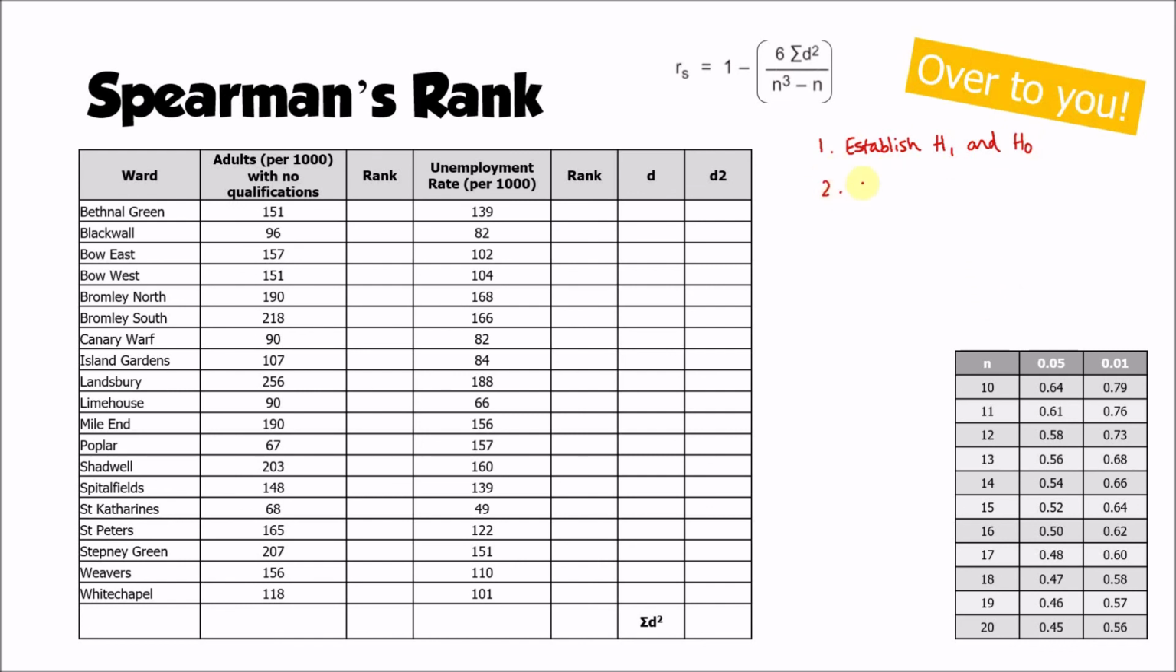You're then going to need to calculate the result, which will involve filling in all of the data in the table and then taking this number and putting it into the equation here. And then you're going to need to do that significance testing and check the confidence level of your result. Remembering that in this case there are 19 wards, so we are looking at this row of the table here. Pause the video and on your worksheet have a go at that, and then we will check our answers.